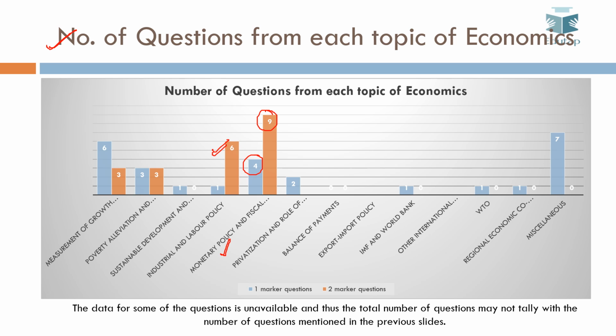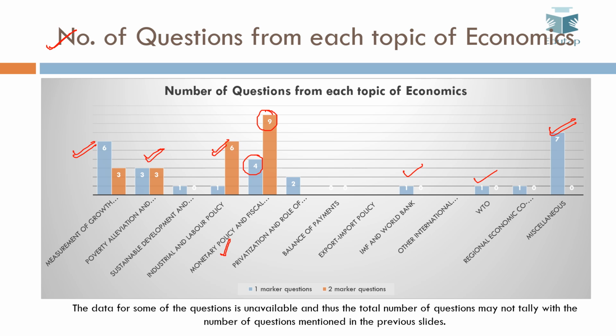Then there is measurement of growth. You can also see that questions from poverty alleviation and employment generation were also asked, and you also had questions from the IMF and World Bank, and the WTO. Then there was a section called miscellaneous, wherein we cannot exactly place a question under any of the topics.